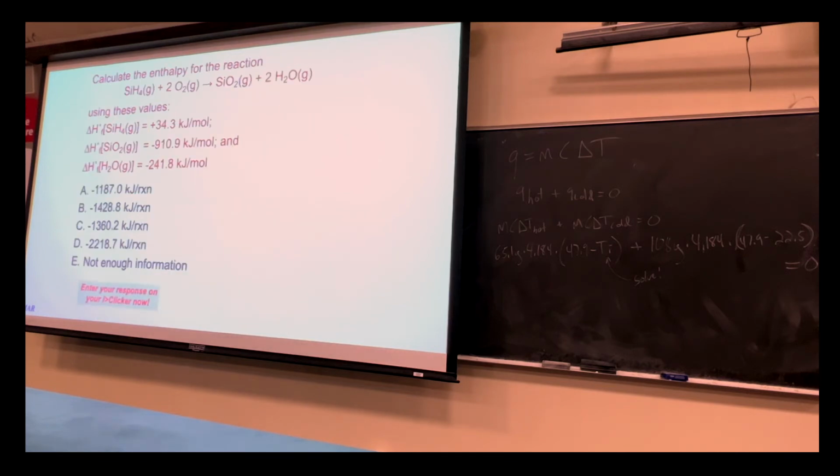Okay, here's a reaction where we have silane, a compound called SiH4. It's reacting with oxygen to make silicon dioxide and water. This is actually a type of combustion reaction, but with silicon. I'd like you to find the delta H, the enthalpy for this reaction, using these values. And this is one of the times where you want to take delta H of products minus delta H of reactants. See if you can do that using the values given right there.